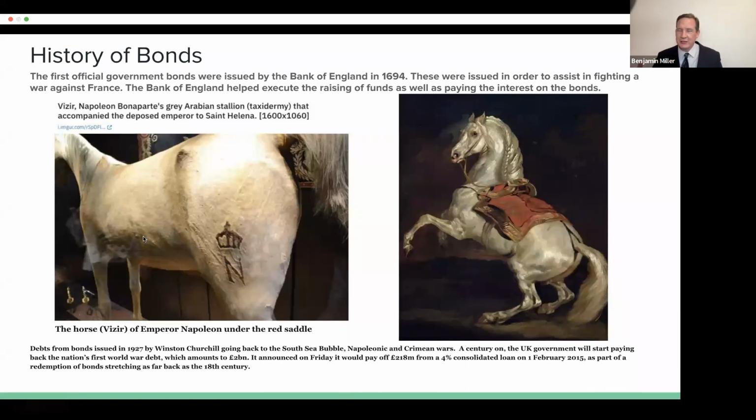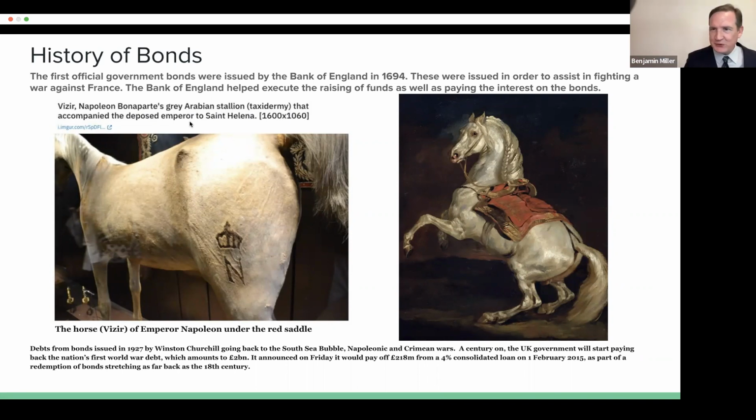Now let's talk about the history of bonds. I just love this history. This is actually an interesting history. The first bonds were issued by the Bank of England in 1694. And the history of it is they were issued in order to assist with the war against Napoleon and France. So they were used to finance war.